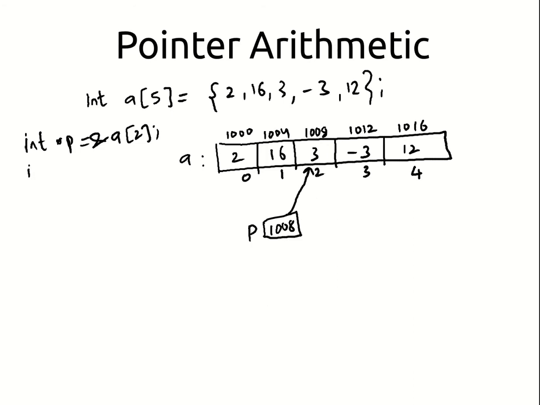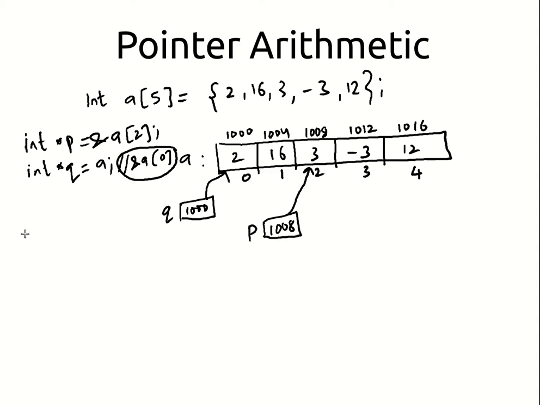Let me also assume one more pointer called Q, which is pointing to the first element. I can write Q equals A, or I can write Q equals ampersand A[0]. Both are the same thing. Since A is the base address, Q is a pointer which has the base address of the array, that is 1000. So Q is pointing to the first element.